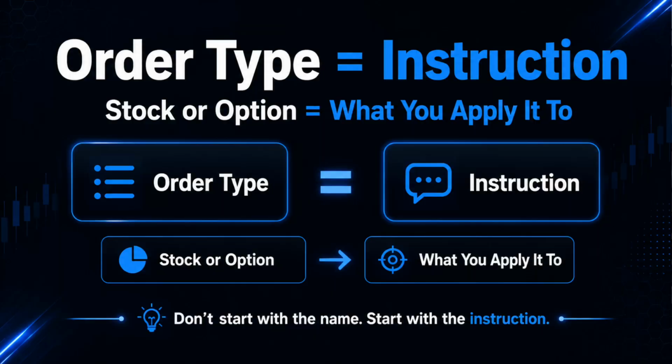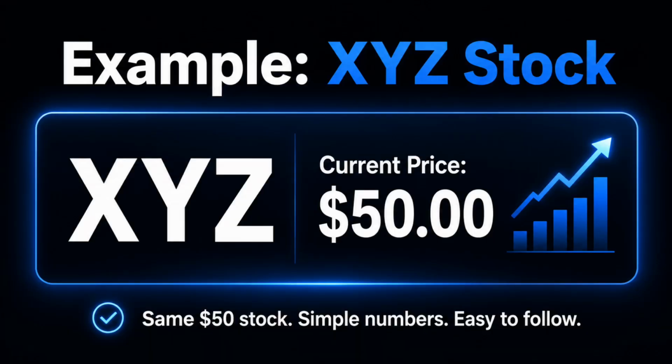The order type is the instruction. The stock or option is just what you're applying it to. But options usually punish sloppy instructions faster, especially with market orders, wide spreads, and stops. We'll go through all 5 one at a time. For this video, I'm going to use simple examples. Let's say a stock is trading around 50 bucks. Nothing fancy, just a stock around $50, and you're deciding what order type to use.